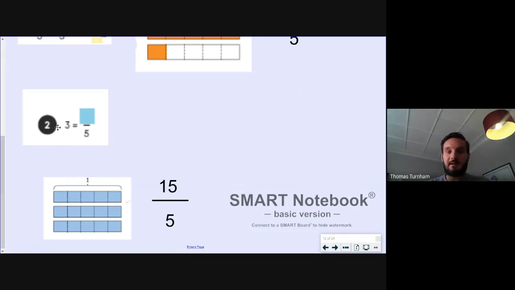Brilliant. Lots of you have seen that would be 3, because each of these fifths is 1 whole. That's 1 whole, 2 wholes, 3 wholes. So 15 pieces, when an item is split into 5 pieces, means that the first 5 of those makes 1 whole. The second 5 makes 2 wholes. The third 5 makes 3 wholes.